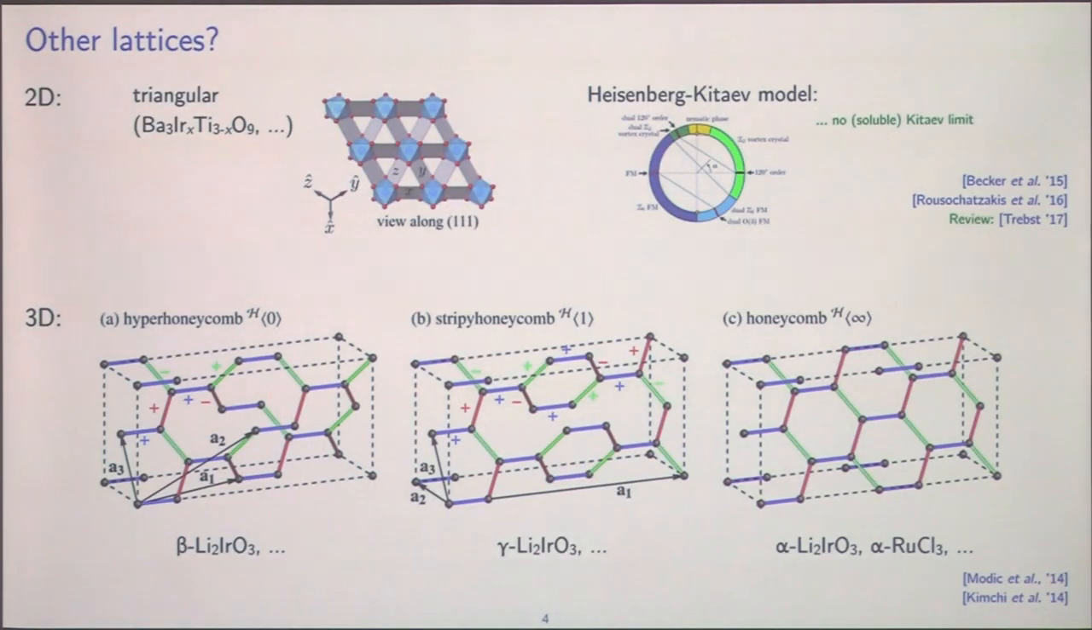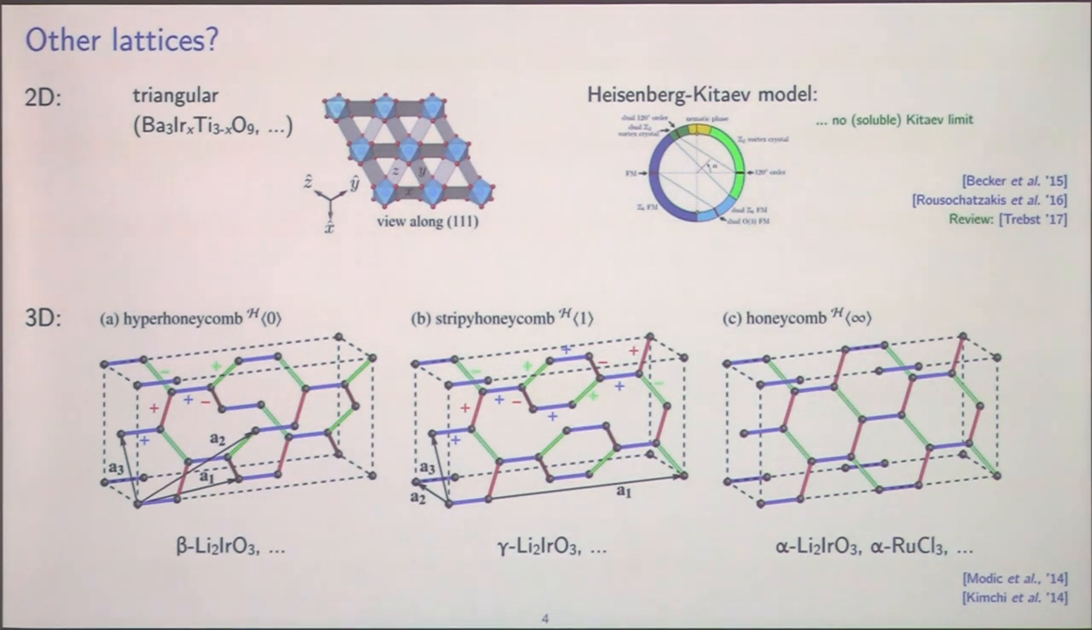In this talk, I will discuss ordered states, such as the zigzag ordered states and other ordered states on other types of lattices. In fact, the Kitaev system can be defined on any tri-coordinated lattice. In two dimensions, there's interesting physics also on the triangular lattice, for example, with possible material realizations. In this talk, I'm going to focus on three-dimensional versions of the honeycomb lattice, the so-called harmonic honeycomb lattices.